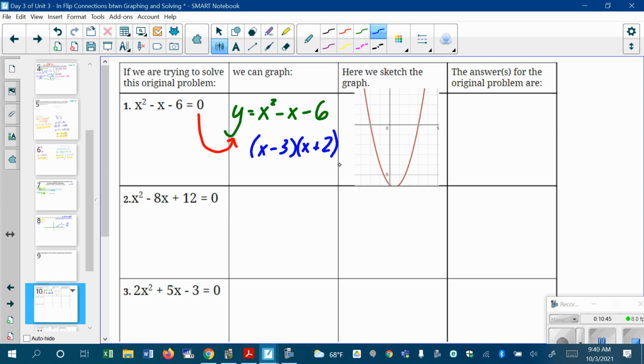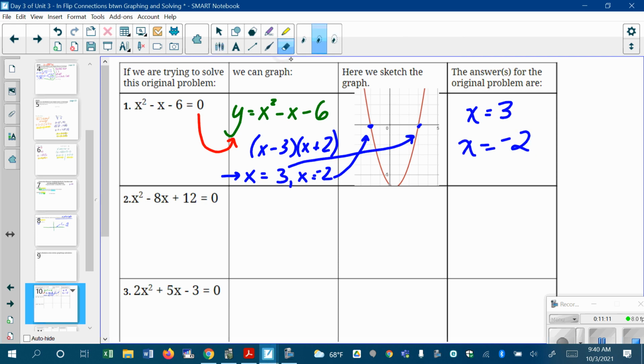That's a pretty standard factoring question, which means I'd get answers of 3 and -2. But if you look at my picture, folks, look at this, right here and right here. 3, -2. Those are my x-intercepts. So the answers for the problem were 3 and -2.